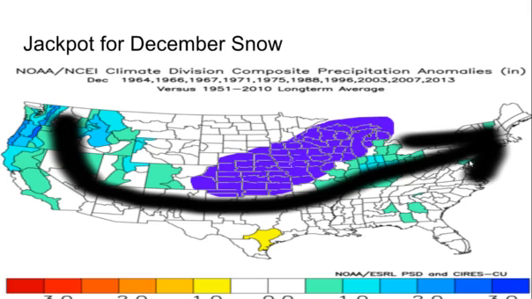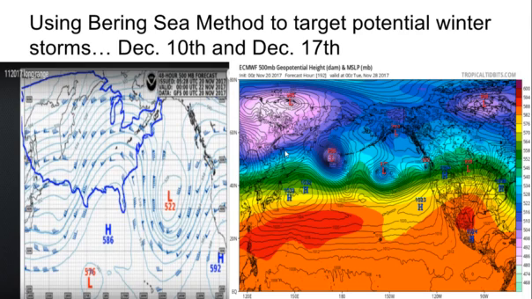But I do think the Northeast is not a good look for snow lovers if you want some snow. But I think you could get some snow early December. But as this pattern transitions, I think there's more winter storm snow here in the central United States. And also, okay, using the Bering Sea method.